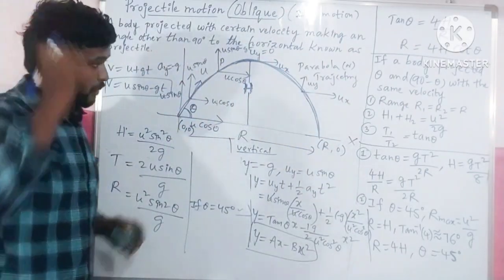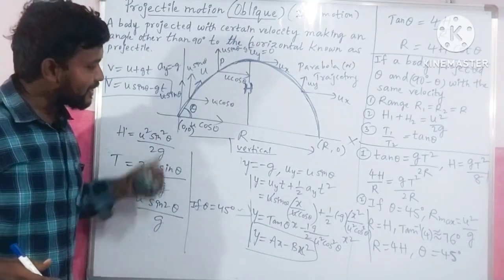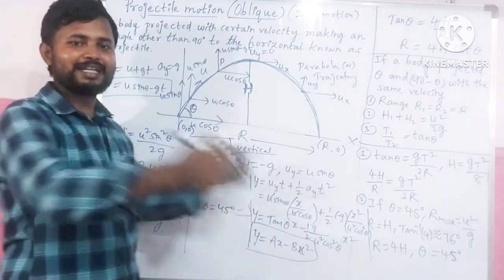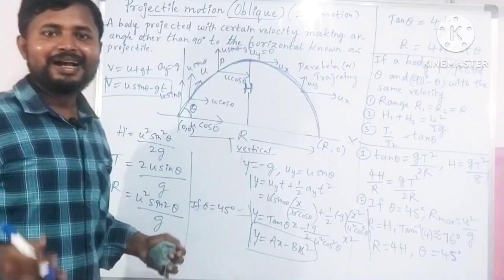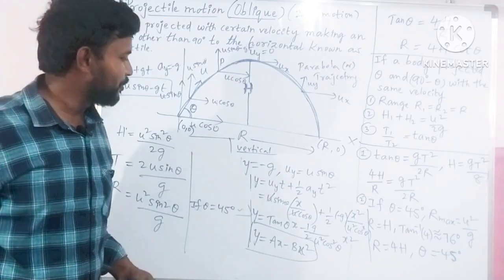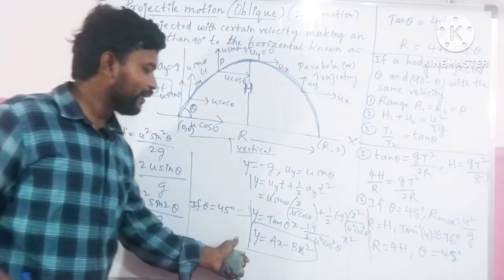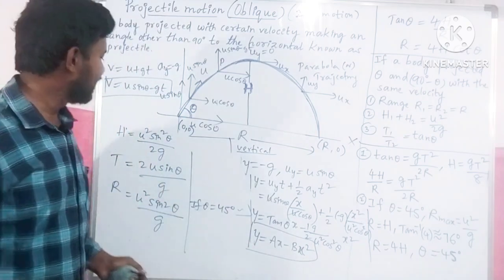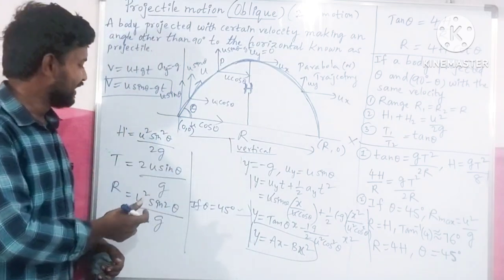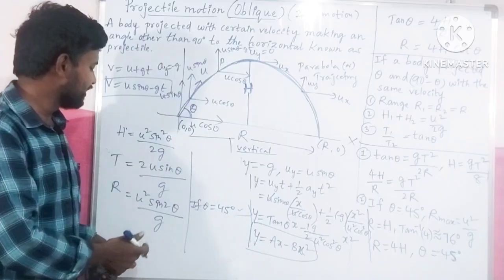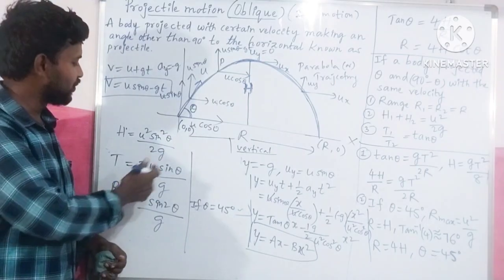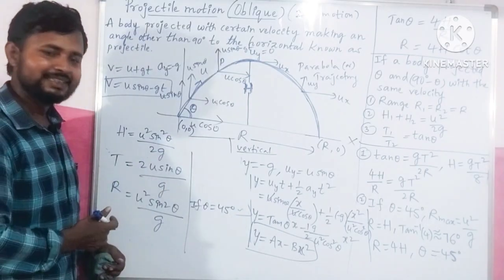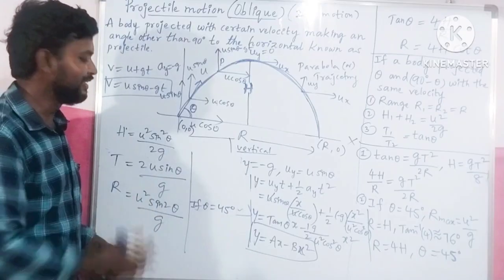Next, the projectile motion is both a horizontal motion as well as a vertical motion. That's why it is a two-dimensional motion. So y equals ax minus bx square is the equation of a parabola. Next, maximum height formula: u square sin square theta by 2g. Next, time of flight equals 2u sin theta by g. Next, range equals u square sin 2 theta by g.